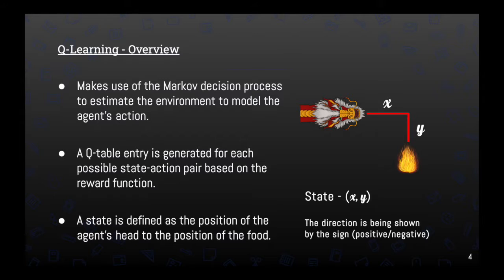For the game of Snake, the states are being defined as the position of the agent's head in relation to the position of the food, taking the x and y difference of the coordinates between the two locations. The direction to which the snake should move is being defined by the positive or negative sign. Having a negative sign before the x value implies that the food is to the left of the agent, while having a negative sign before the y value implies that the food is below the agent. The agent will receive a reward when the snake finds and eats the food. On the other hand, the agent is to receive a negative reward when the snake hits the boundaries or when the snake hits itself.